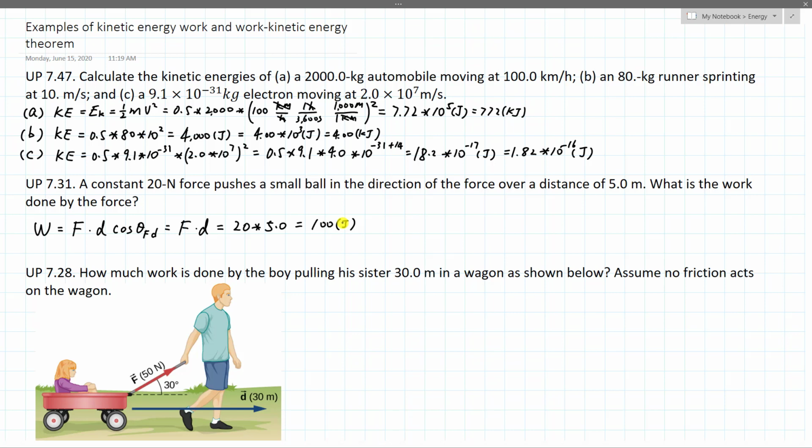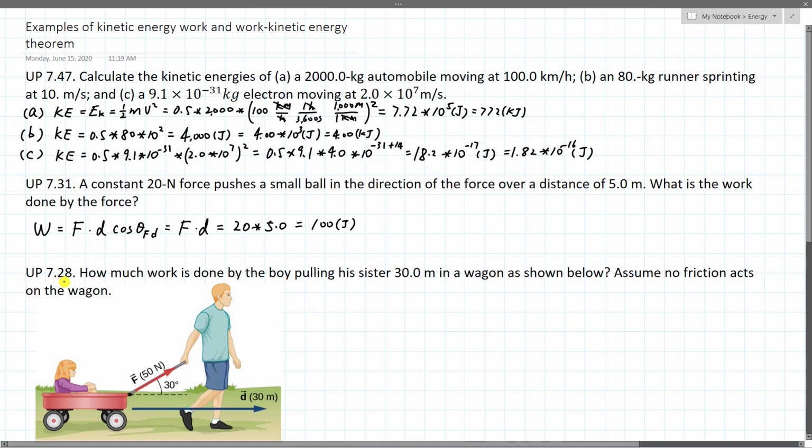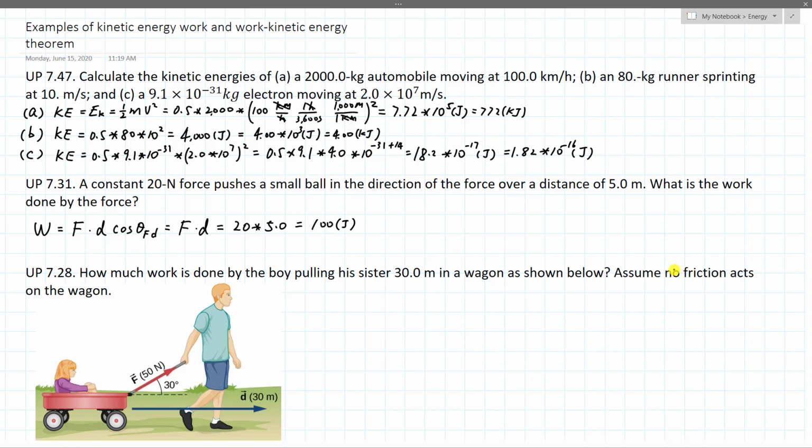This one we have a force that is at an angle with the displacement. The question number is 728. So how much work is done by the boy that's in the front, pulling his sister right in the back, 30.0 meters in a wagon as shown below? Assume no friction acts on the wagon. That's very weird, but for the moment, for simplicity, we'll just assume there's no friction.